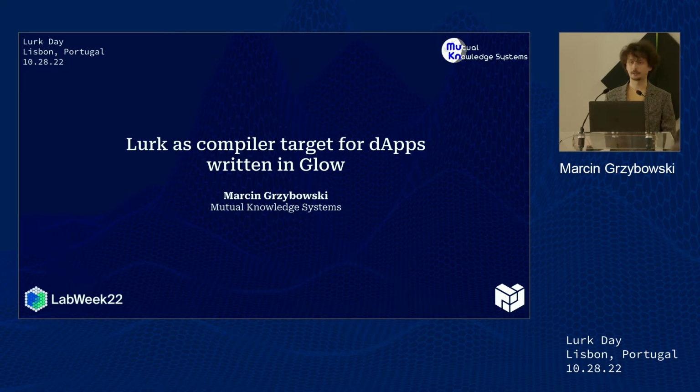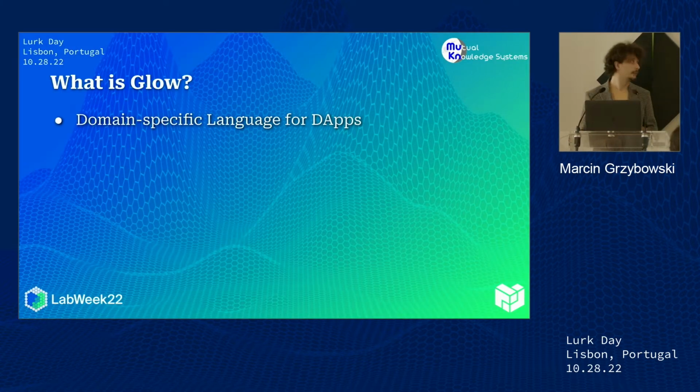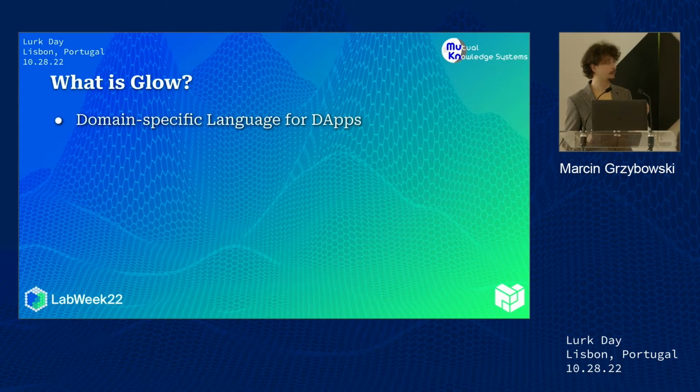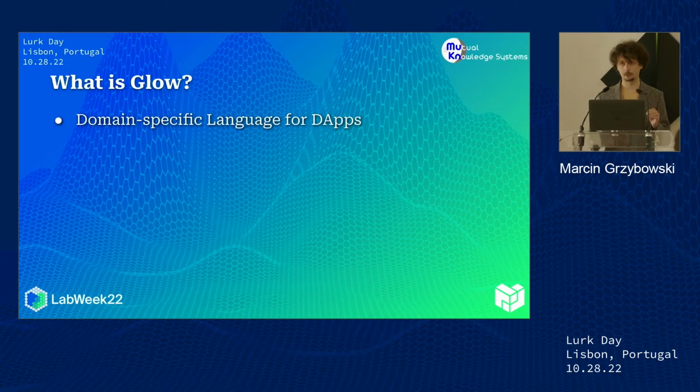And I will be talking today about our idea for a practical application for Lurk, which is a new backend for a compiler for our language GLOW. At the beginning, I will say a few words about our language GLOW, what is GLOW. GLOW is a domain-specific language for writing dApps.